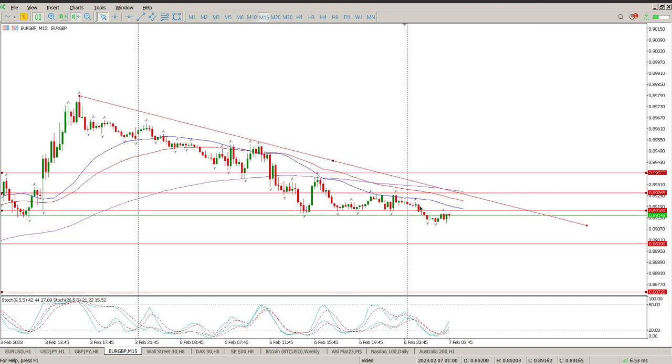Apart from that, I think I'm relatively neutral on most of the pairs here. There's a lot going on. There's a lot happening, and there's divergence between the indexes at the moment and Forex, which is always a concern. So that's always an indication something's about to brew. Anyway, that's kind of my view for today.